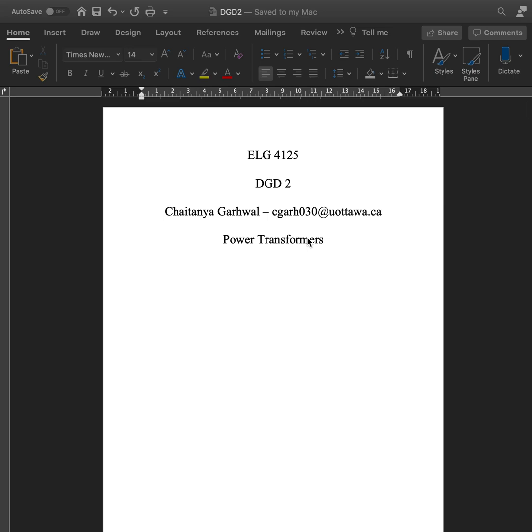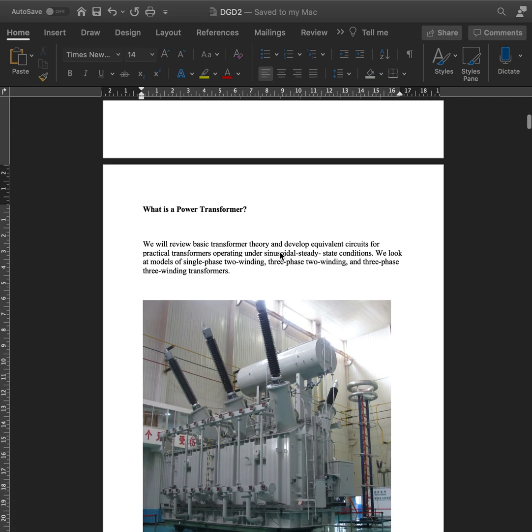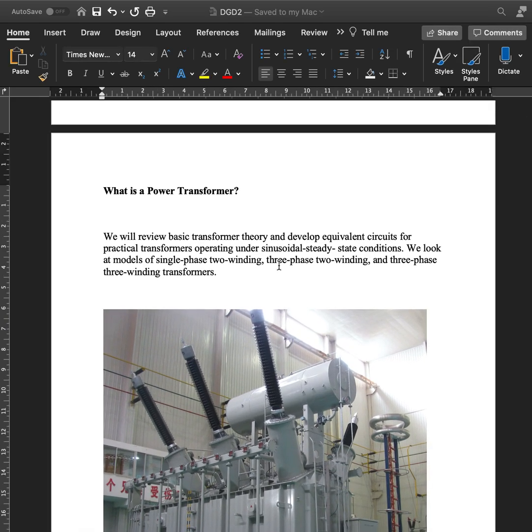Going to start with the DGD2 today, and this will be on power transformers. So we're going to review a little basics of what transformers are, different types of transformers. So we'll probably be reviewing the basic theory, develop the equivalent circuit, practical transformer, and we'll look at single phase 2 winding and then 3-phase 2 winding. Probably won't look at 3-phase 3 winding transformers because it's kind of out of scope at this point. We only need to worry about till 3-phase 2 winding transformer.